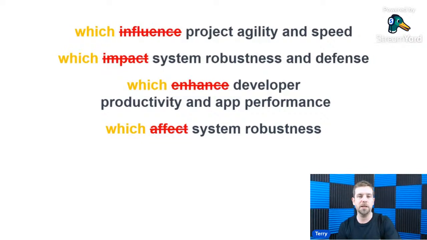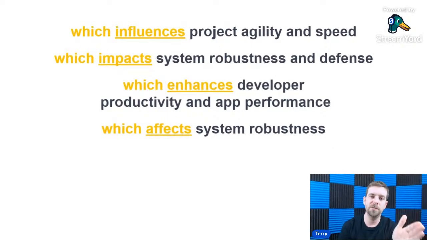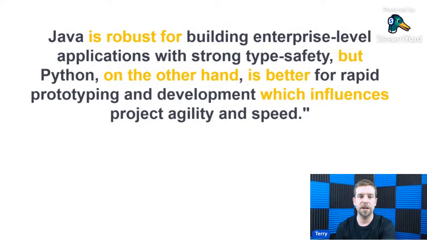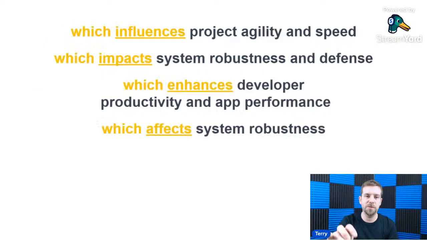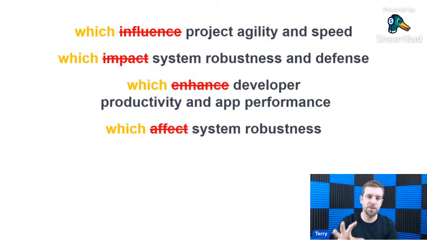So they're all very similar, but the most important thing is that if you have the sentence "which," you cannot forget the S. The correct one is "which influences." If you go back to the one here, right? Python, on the other hand, is better for rapid prototyping and development, which influences. In a lot of other languages, you don't have this S in the third person, and it's very, very easy to forget, okay? Please don't forget, because the other person can probably understand you, but definitely try to get the third person S, okay?